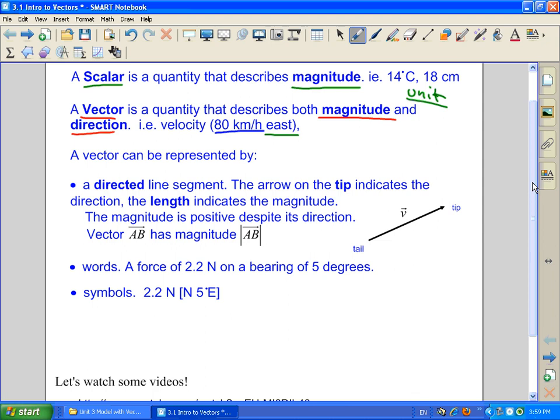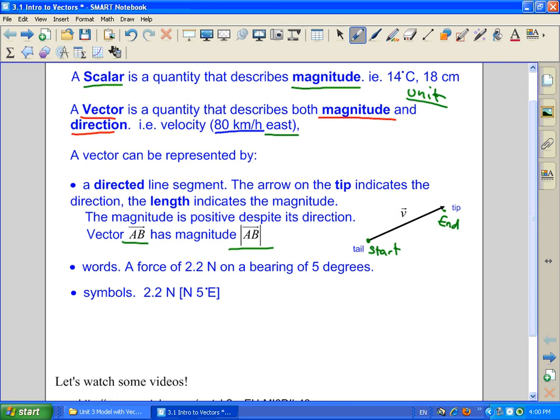So what we have to do is realize that vector AB has a magnitude of the absolute value of AB, because depending on which direction you're going, length, for example, can never be negative. Okay, just remember when you're drawing it, basically the tail is where you start. Okay, and the tip is kind of where you're going or your end. Okay, and that gives us the direction. So in this case, we'd be going somewhere northeast.